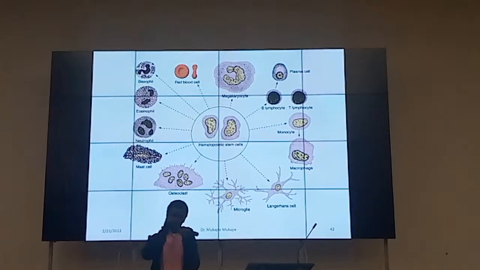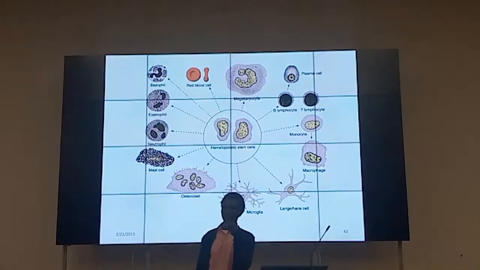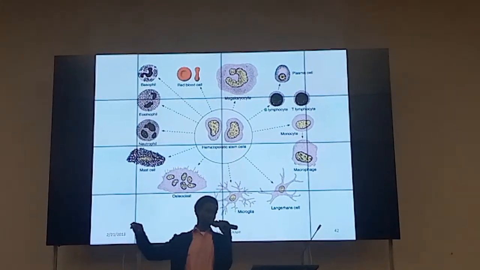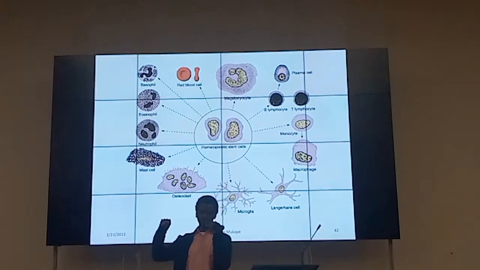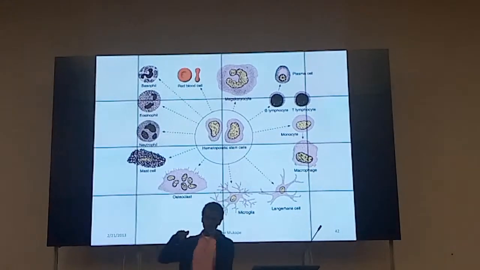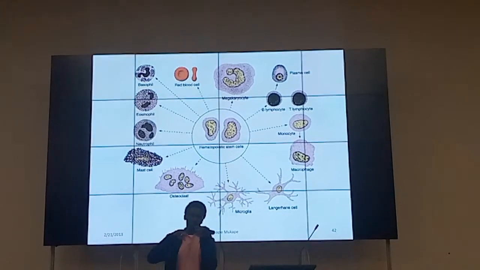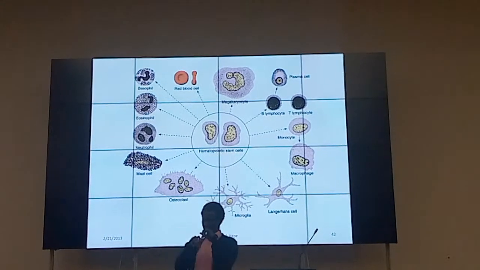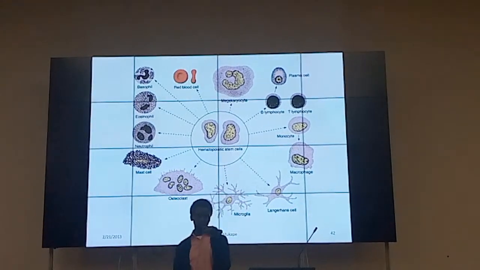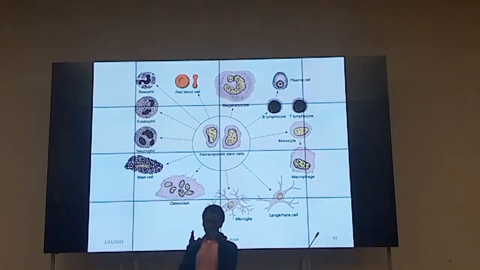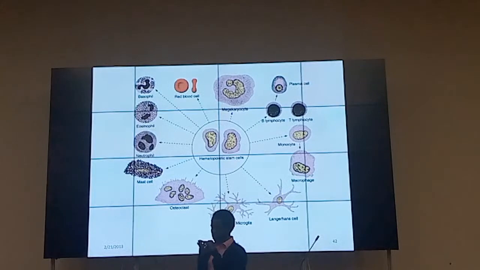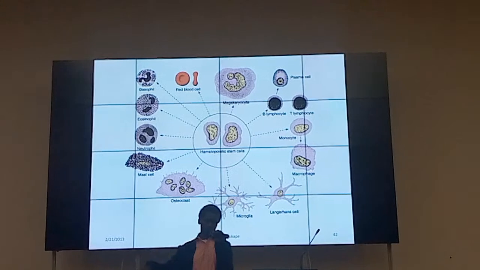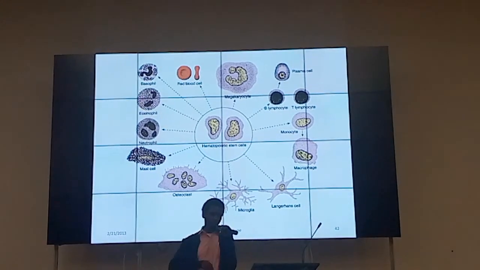We have the monocytes. Monocytes convert to macrophages. Monocytes are found in the blood vessels, but the moment a monocyte comes out of a blood vessel, it becomes a macrophage. They are called monocytes because they are in the blood. The moment they come out, they become macrophages, and they help with phagocytosis.